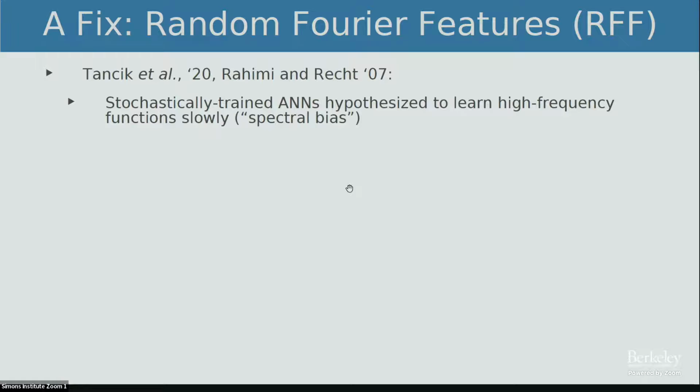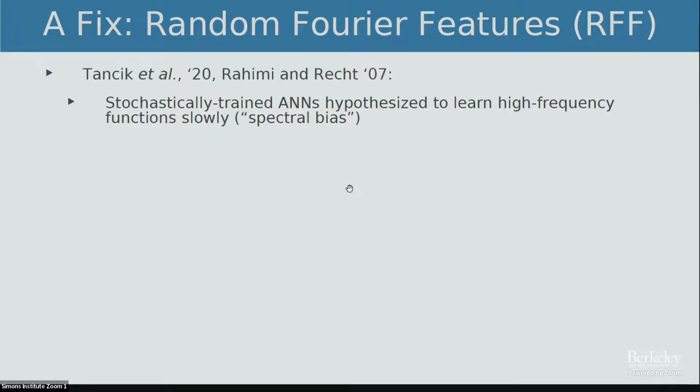It's to apply random Fourier features. There's this paper, Tancik et al. 2020, which builds on some earlier ideas from Rahimi and Recht. The premise of this paper is that stochastically trained neural networks are hypothesized to learn high frequency functions slowly and low frequency functions quickly. They learn everything eventually, but they learn the low frequency functions first and then the high frequency functions. If you're doing a simple regression, say a function of one variable, they learn the low frequency functions a lot faster than the high frequency ones.